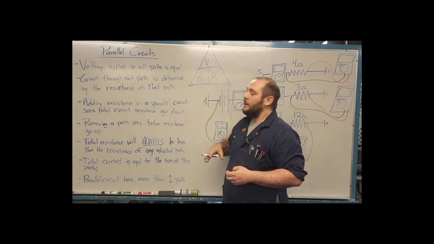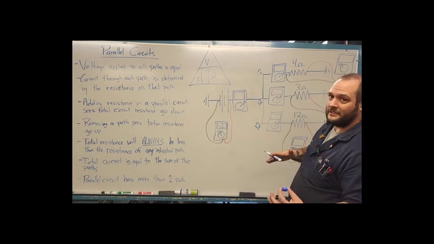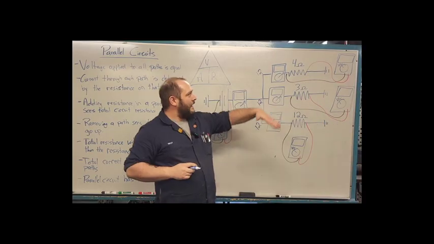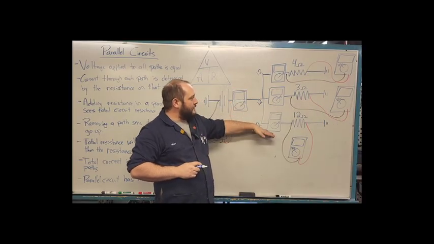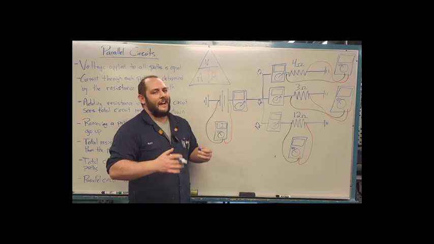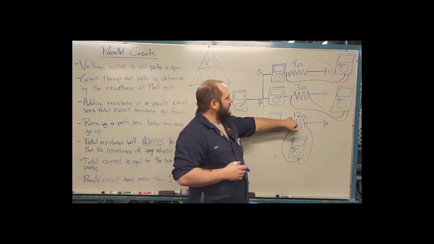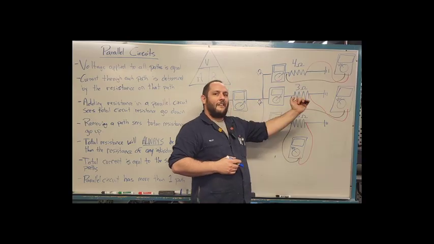My second rule, current through each path is going to be determined by the resistance on that path. In my schematic here, I have 3 different legs. The amount of amperage that's going to be drawn on each of those legs, allowed to flow on each of those legs, if you will, is going to be determined by the resistance value on that given branch.